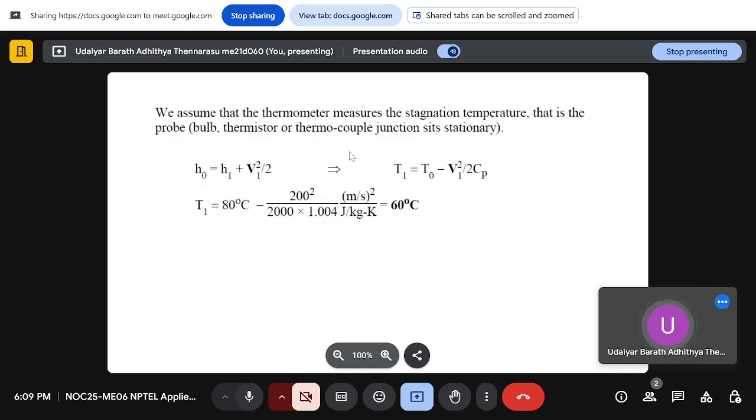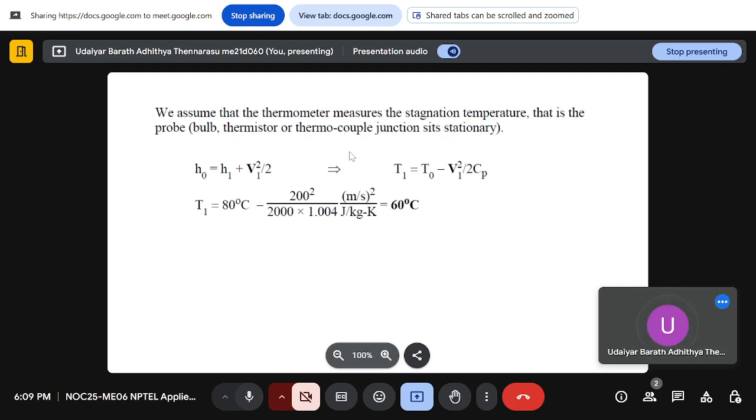So how will you solve this? We assume that the thermometer measures the stagnation temperature. The probe can be any temperature measuring device. It can be a bulb of a mercury or other kind of thermometer, a thermistor or a thermocouple junction, which is stationary. So we assume that this temperature measuring device is measuring your stagnation temperature. That's the assumption which has been made.